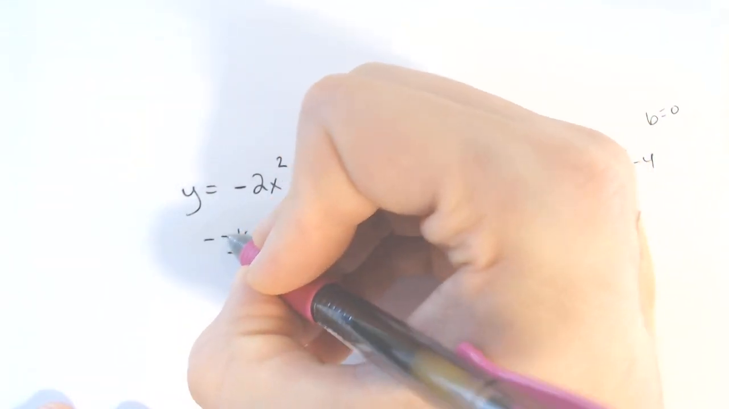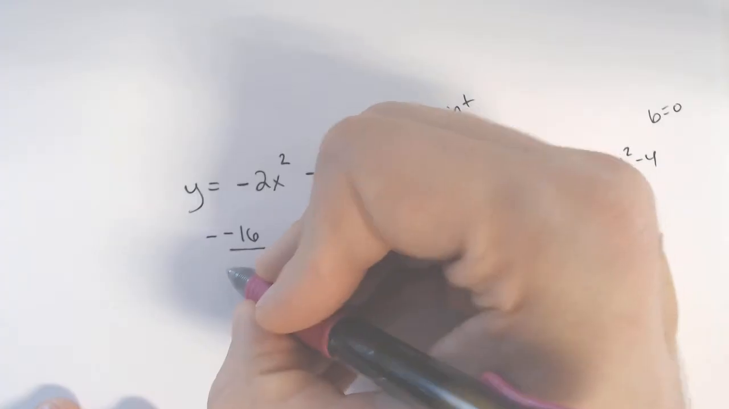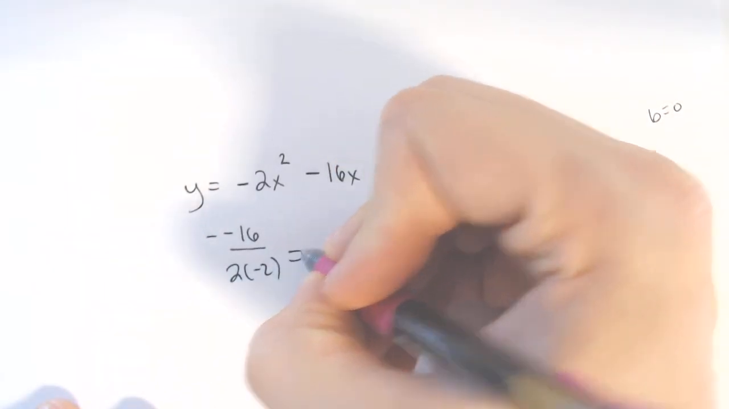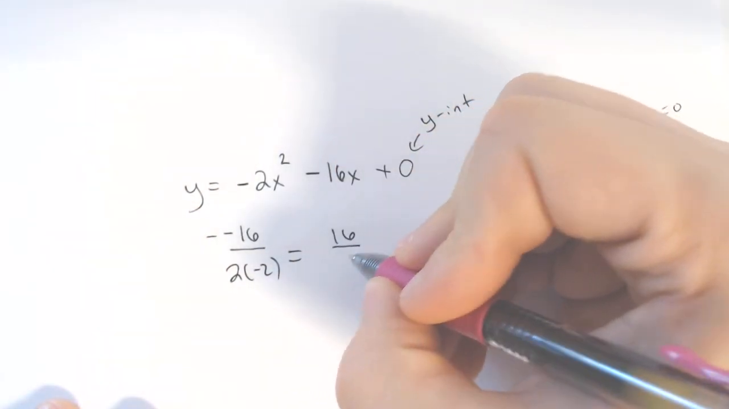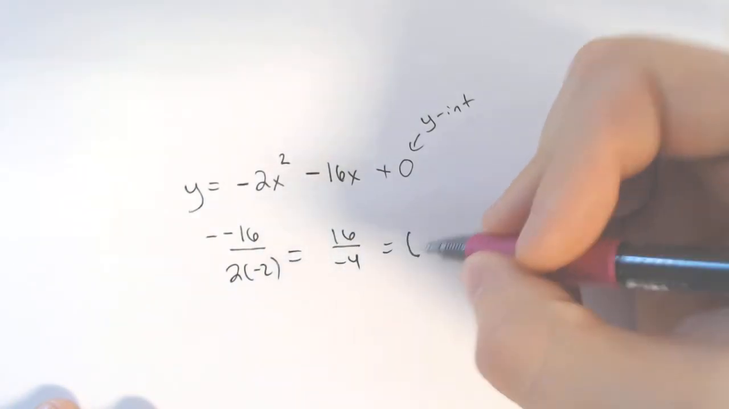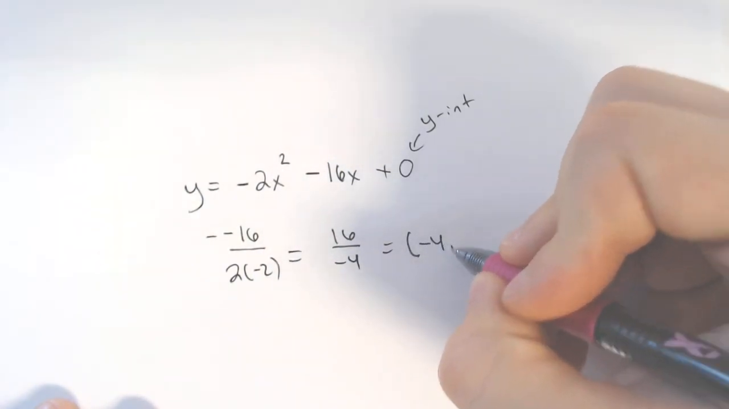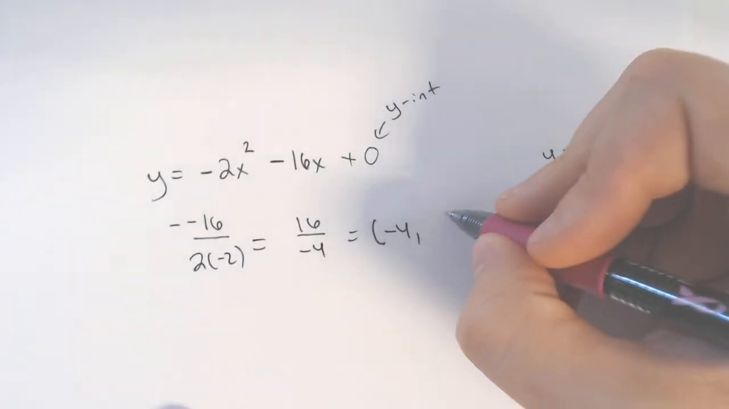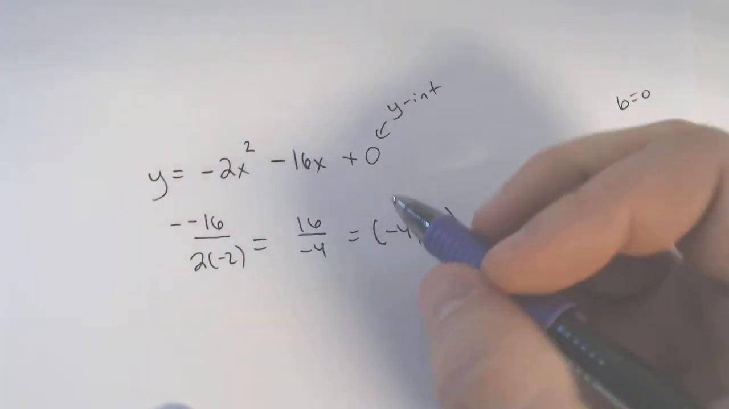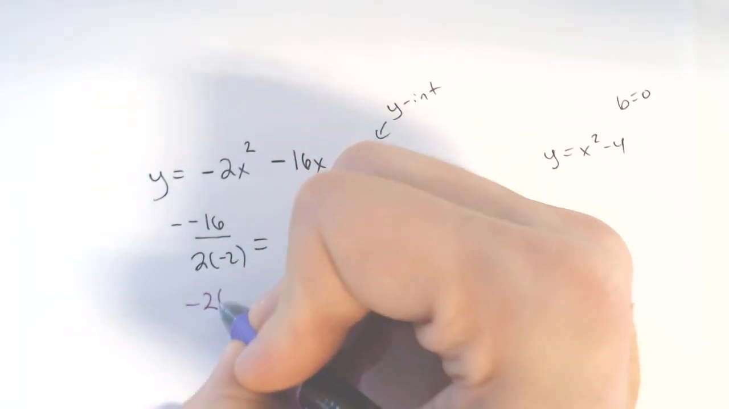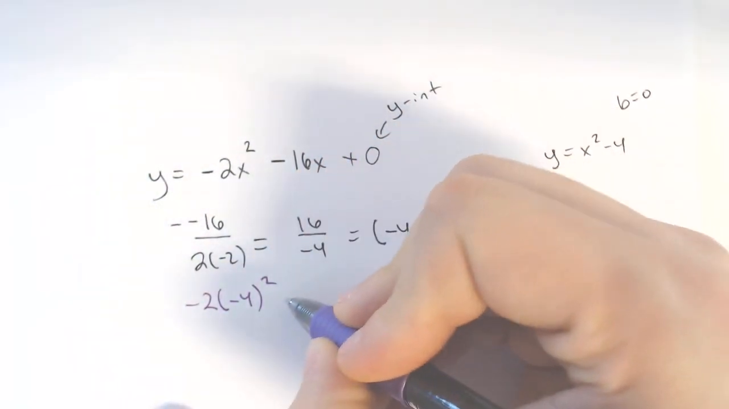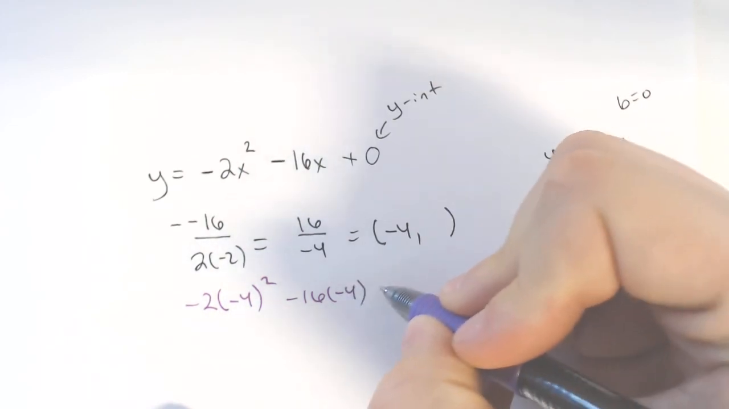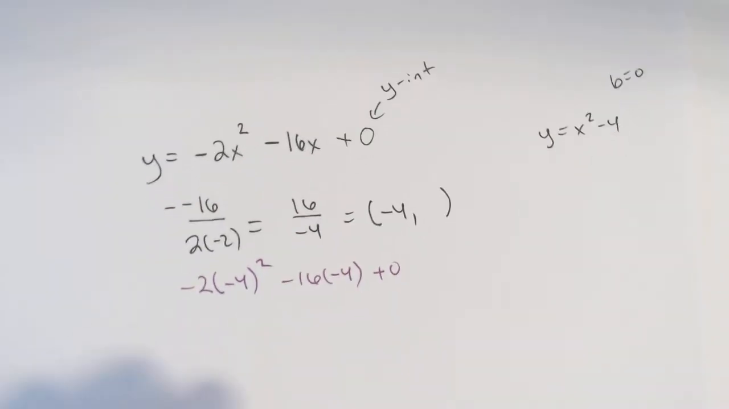When we do negative 16, it would be positive over 2 times negative 2, which ends up being 16 over negative 4, which is not 3. It's negative 4. 16 divided by 4 is 4, so 16 divided by negative 4 is negative 4. Plug in negative 4 to negative 2 times negative 4 squared minus 16 times negative 4 plus 0. You don't need the plus 0. You can include it if you want to.